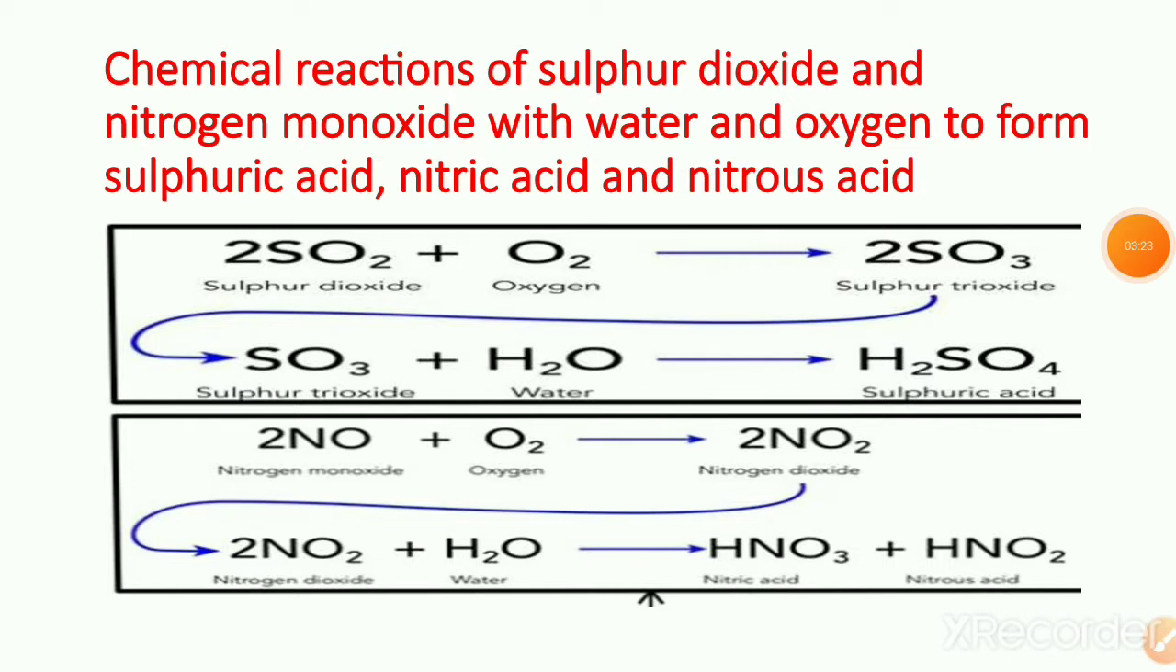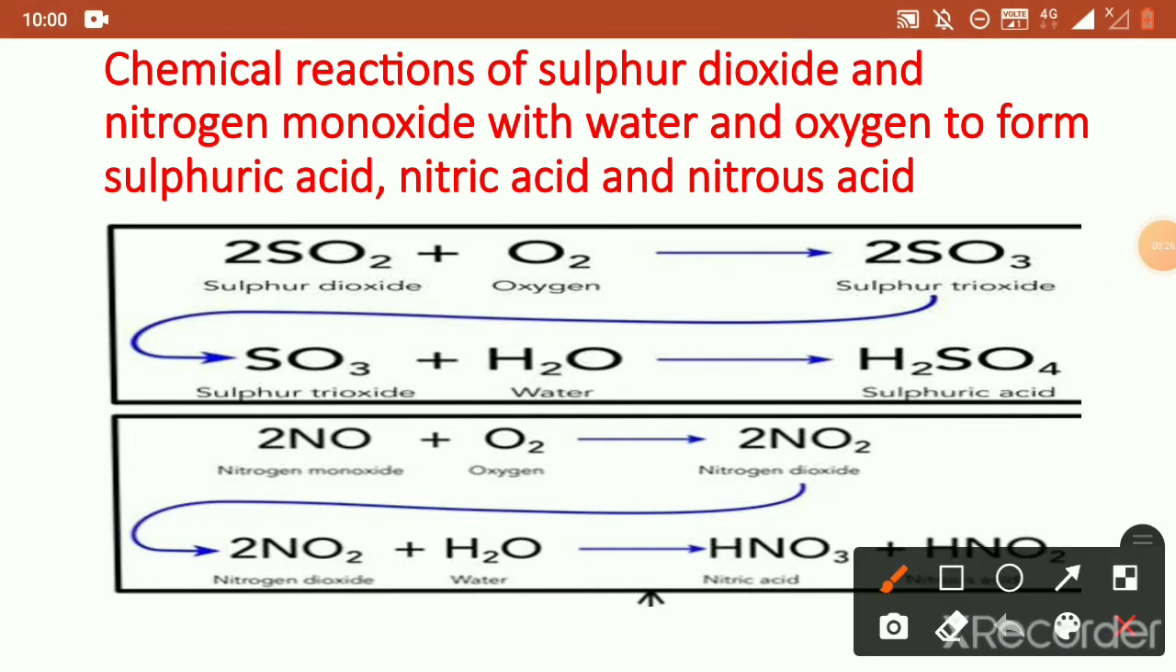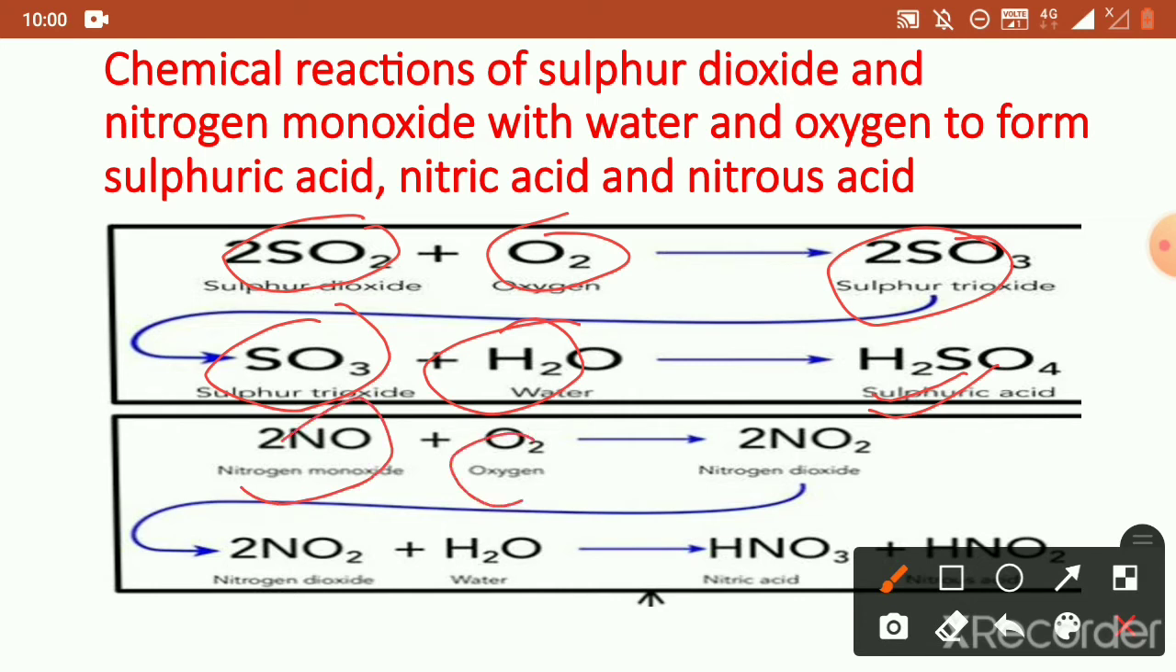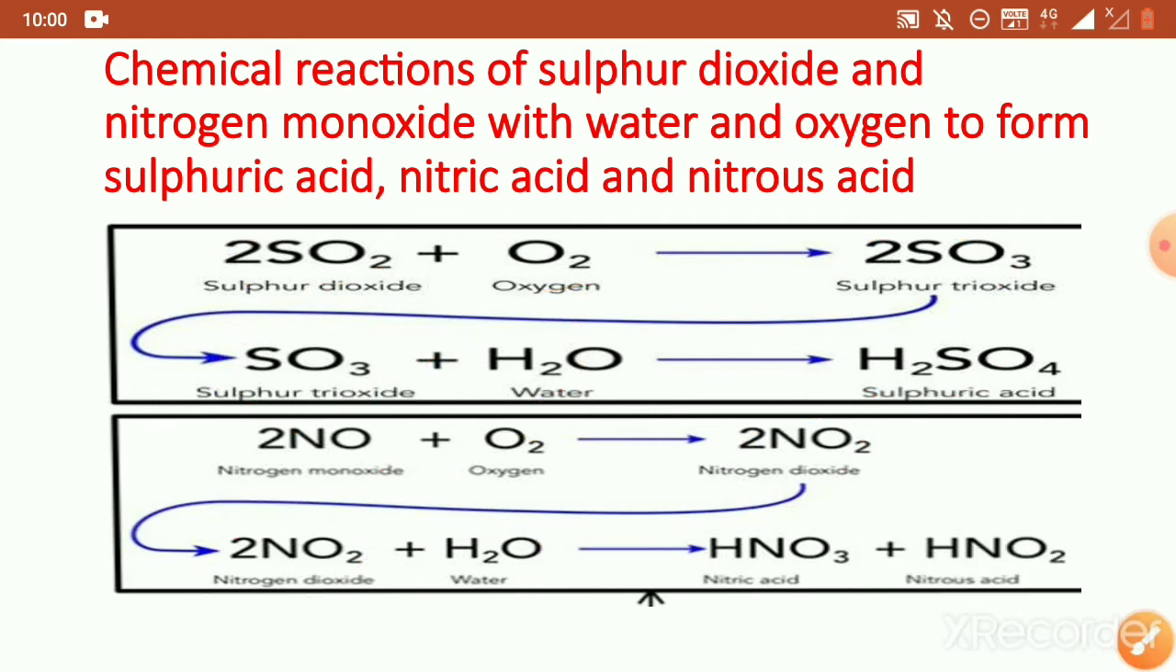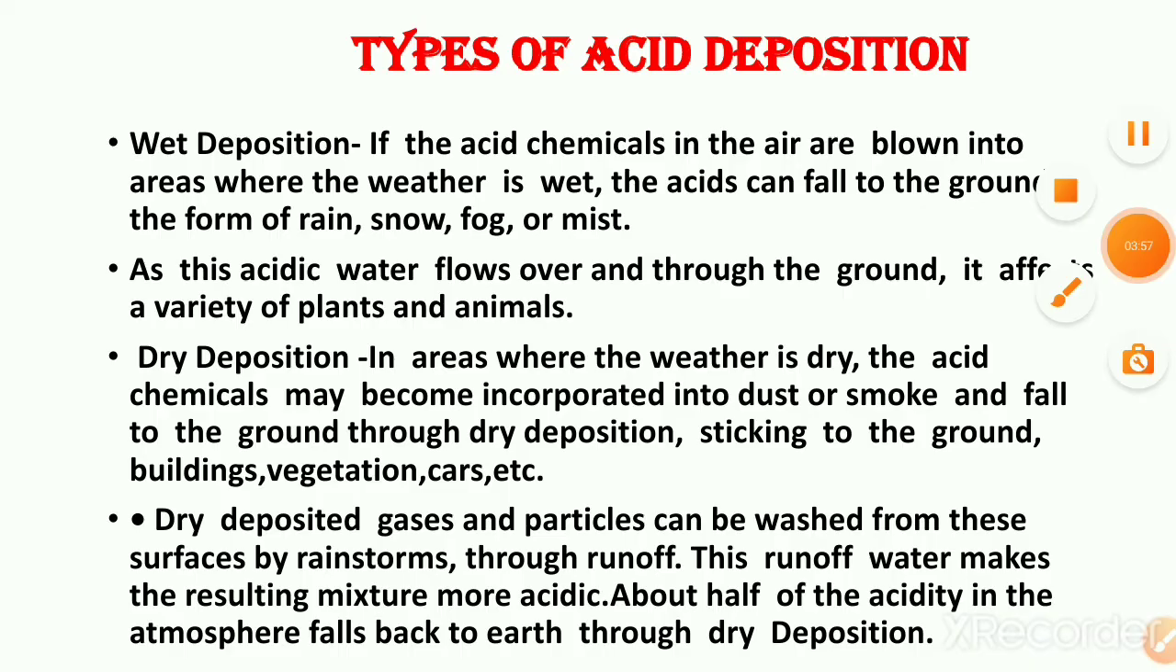Next, we will know the reactions that are involved in the formation of sulfuric acid and nitric acid. When sulfur dioxide combines with oxygen, it forms sulfur trioxide. And this sulfur trioxide, when it combines with water, then sulfuric acid is formed. The nitrogen monoxide combines with oxygen to form nitrogen dioxide, and when this nitrogen dioxide again combines with water, then the formation of nitric acid and nitrous acid takes place.